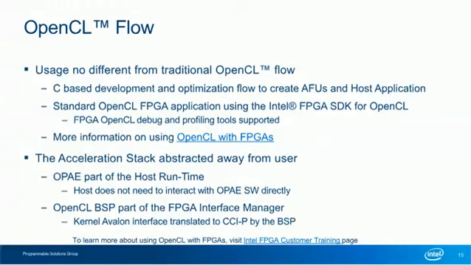The OpenCL BSP FPGA interface hardware is included as part of the FPGA interface manager, and it will handle translations of the CCIP protocol to the Avalon interface used by Intel FPGA OpenCL kernels. Again, this part is abstracted away from the user, and the user just needs to write regular C-based OpenCL kernels.